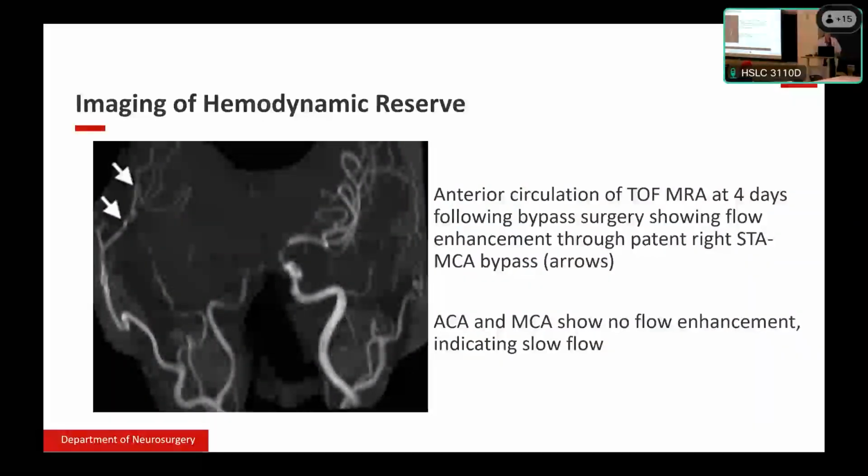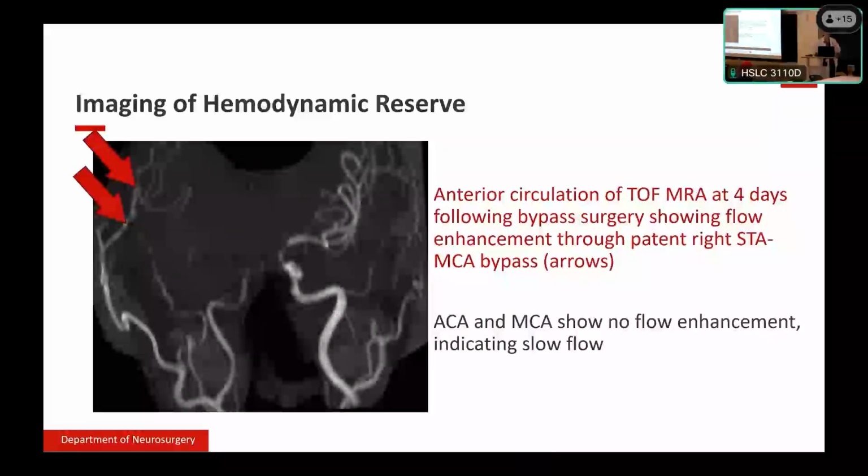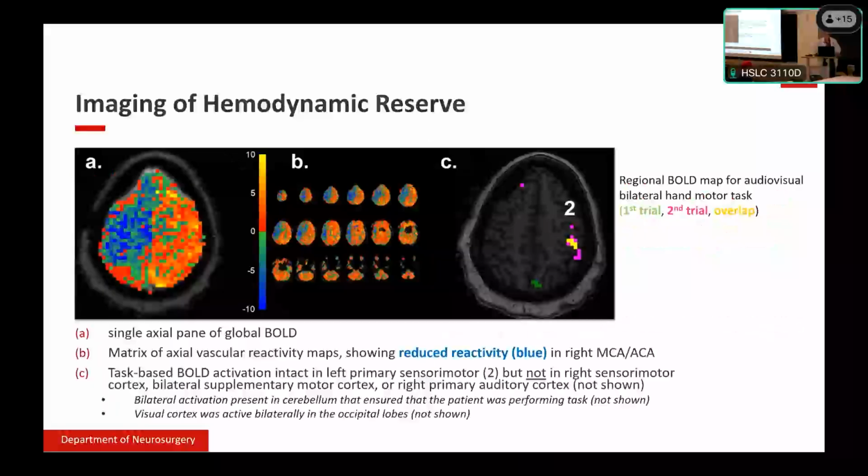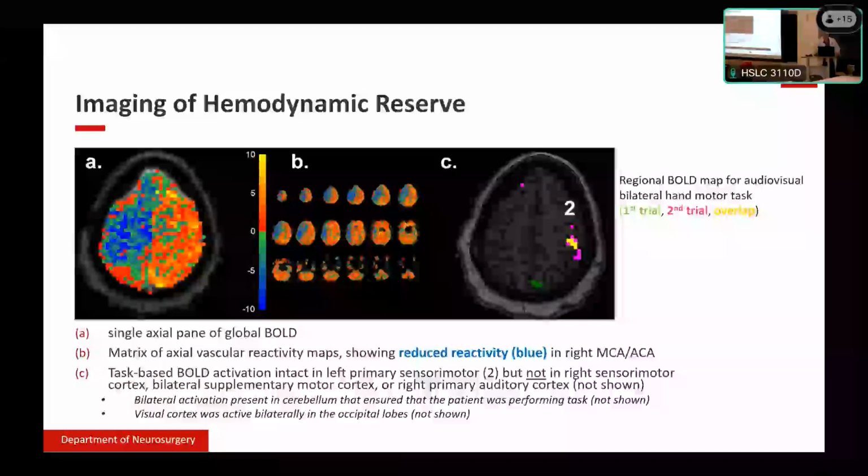Now here is what we see after the bypass. So you see that the bypass is nicely patent. There's flow through the distal MCA branches as well. But how do we look at hemodynamic reserve? So this is what that picture looks like.